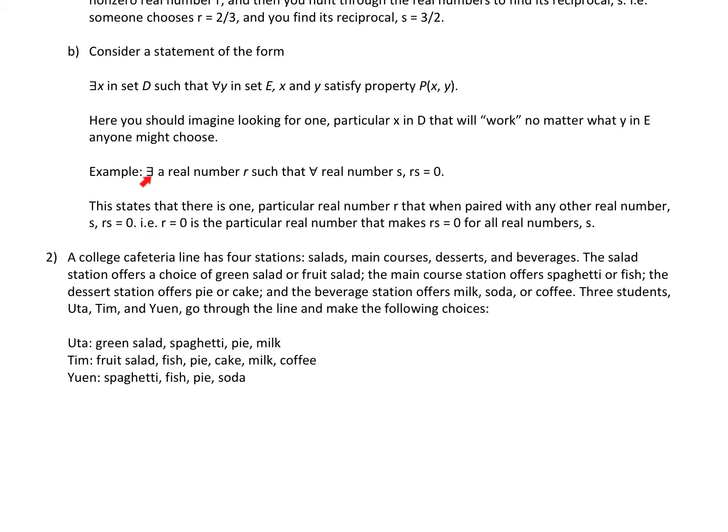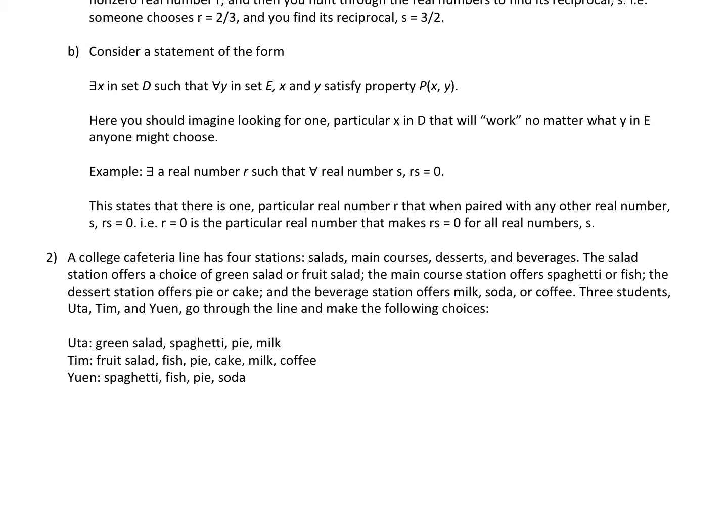And this is a true statement. There is a real number R, so that when you pair it with every real number S, R times S is 0. And that real number R is R equals 0, right? If you multiply 0 times every real number, the product is 0.